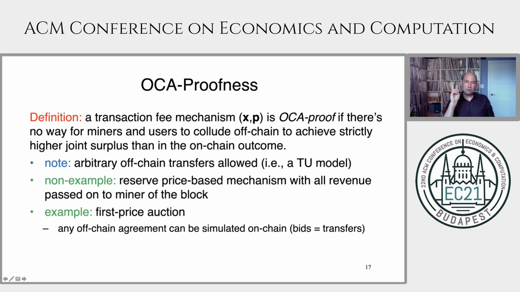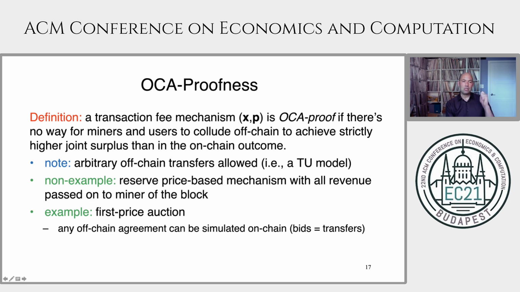All right, so that's the challenges 1 and 3, that miners can do what they want and inject fake transactions. We sort of want that to not be. We want a mechanism which is robust to those issues. We also want a mechanism which is robust to off-chain collusion by a miner and users. And so that brings us to the OCA proofness incentive constraint. OCA here stands for Offchain Agreement.